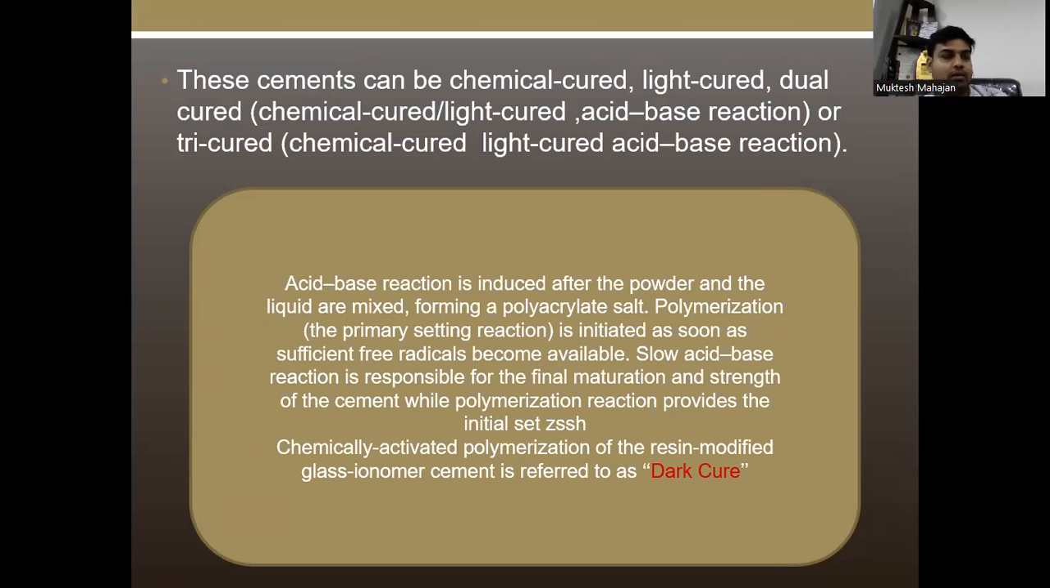Polymerization, the primary setting reaction, is initiated as soon as sufficient free radicals become available. The slow acid-base reaction is responsible for the final maturation and strength of the cement, while the polymerization reaction provides the initial set. The chemically activated polymerization of the resin modified glass ionomer cement is referred to as a dark cure.